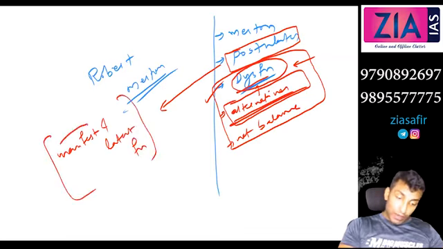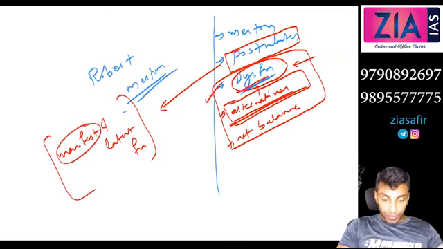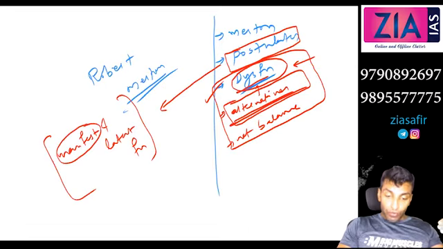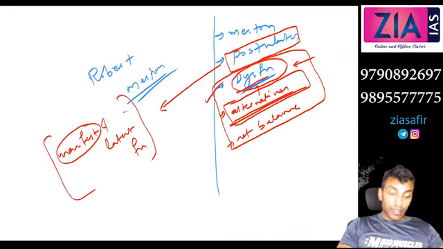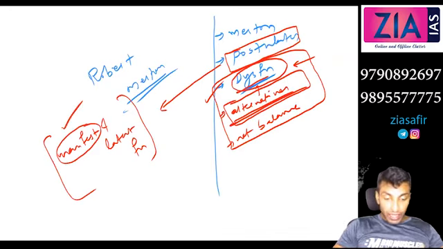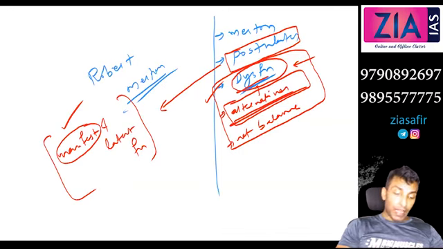Manifest function means it is a subjective predisposition. It is nothing but the actor's intended meaning. So when an actor is doing a certain action, what is the expected outcome? That is the manifest function. Like when you're preparing for the civil service exam, what is the expected outcome? That is a manifest function.